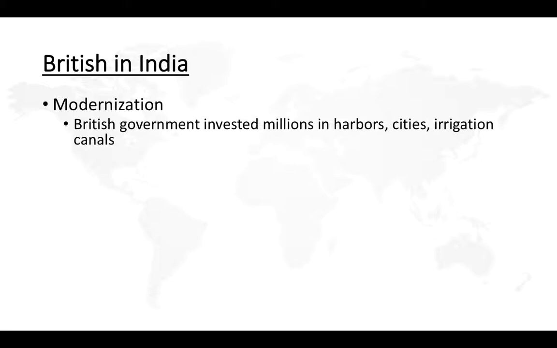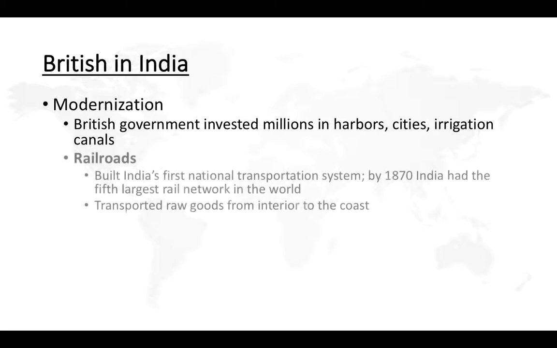In terms of modernization, it wasn't all that negative for India. The British government's going to invest millions of dollars in building harbors and advancing cities and building irrigation canals to make their economics more profitable. But in the end, it's going to benefit India a little bit.